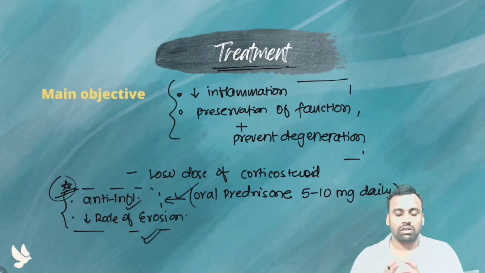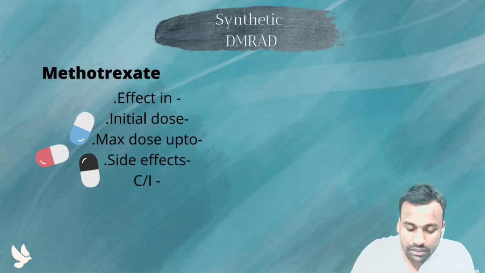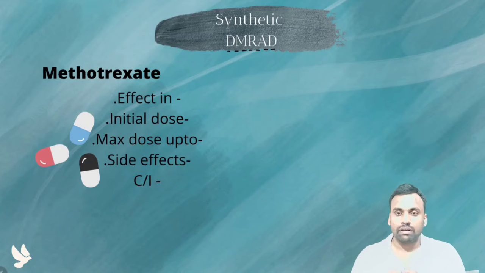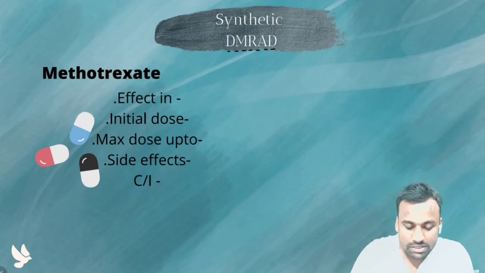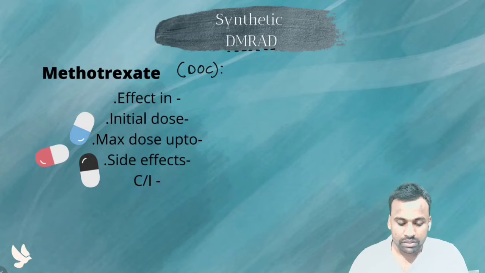But this is not the main or curable treatment for this disease. For curable treatment, we give other drugs known as DMARDs, disease modifying antirheumatic drugs. Okay, in these DMARDs we can start with the drug of choice like methotrexate. It is mainly a drug of choice.